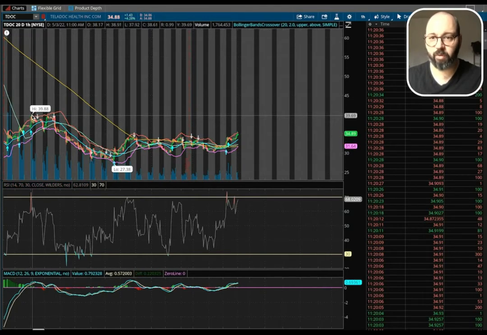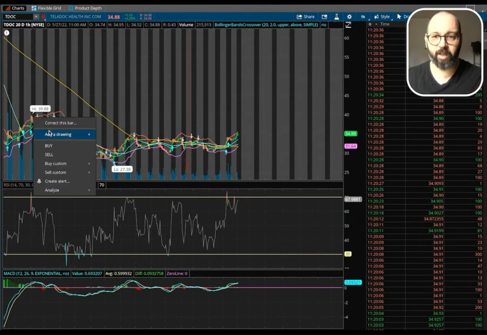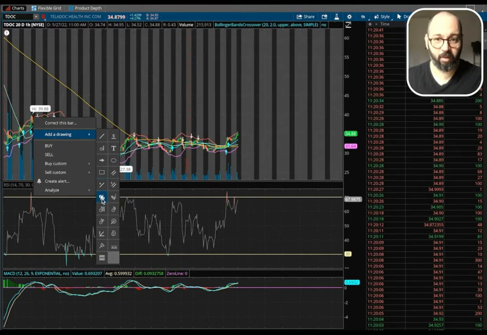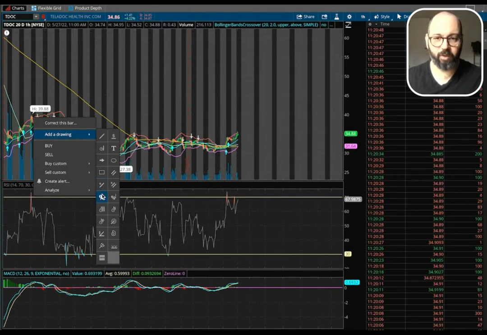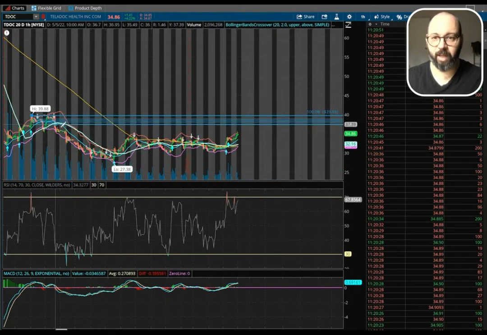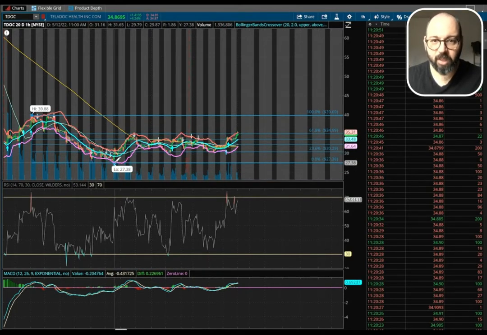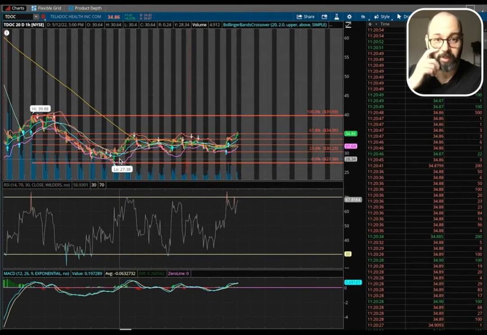So we can do a whole bunch of different things here. One thing we can do is draw Fibonacci retracements. You right click, you go to add drawing, you go to this percentage looking sign. It should be saying Fibonacci retracements, but it's not. Anyway, we drop it down to this low and we have our retracements here.